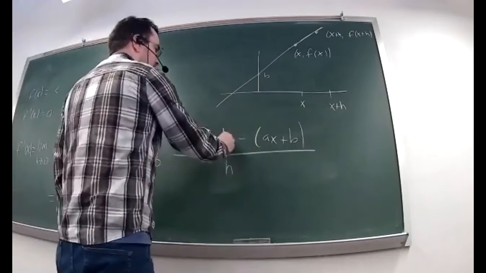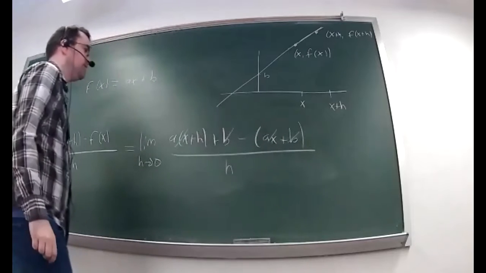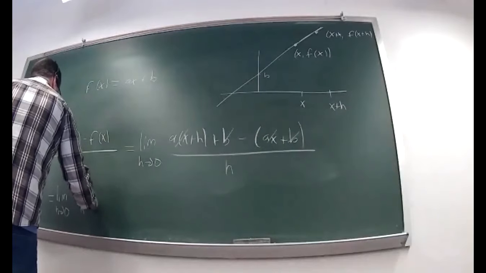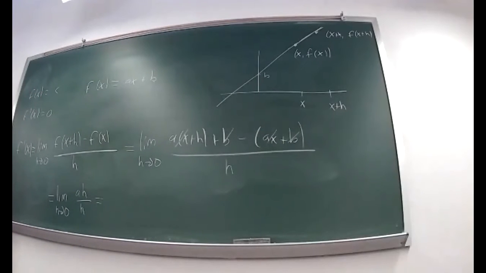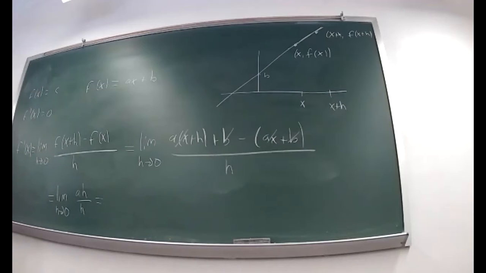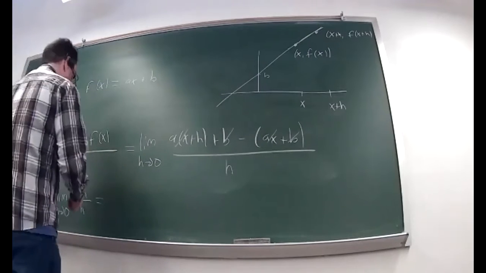So I'm seeing b cancel. I'm seeing a times x cancel with ax, and what's left over is just a times h. So this is the limit as h goes to 0 of a times h over h. And so a times h over h is a constant function that has a hole at h equals 0. But again, when you're just calculating that limit, you're not actually plugging in h equals 0. You're just considering what value the y values have to be close to if h is close to 0.